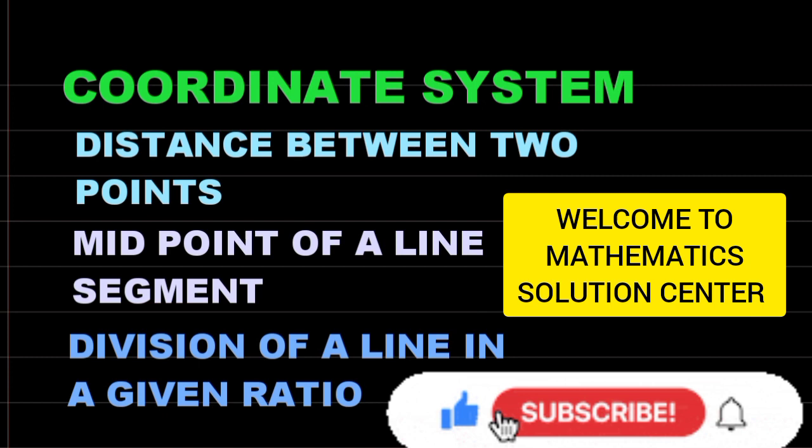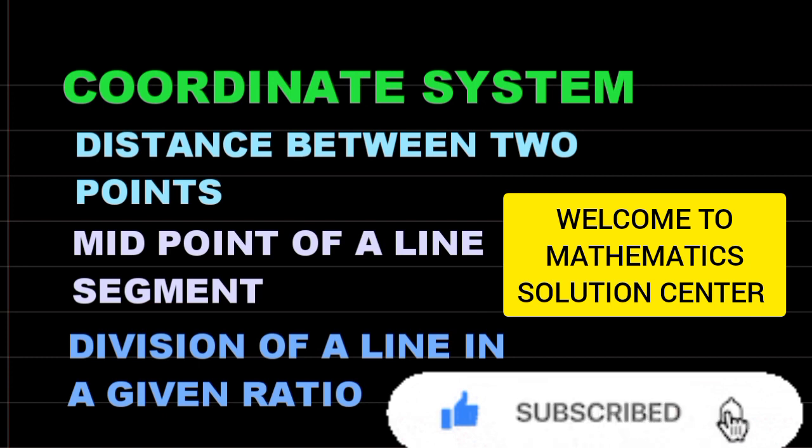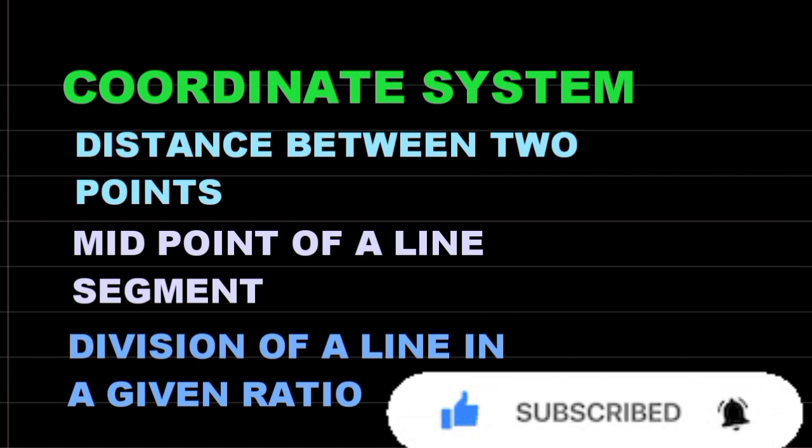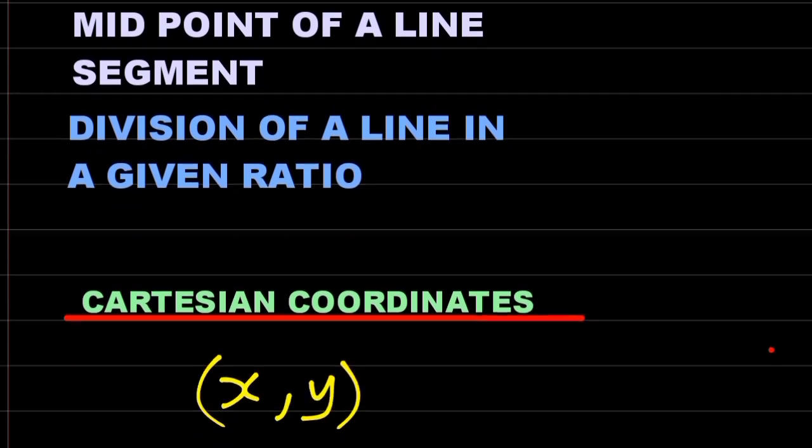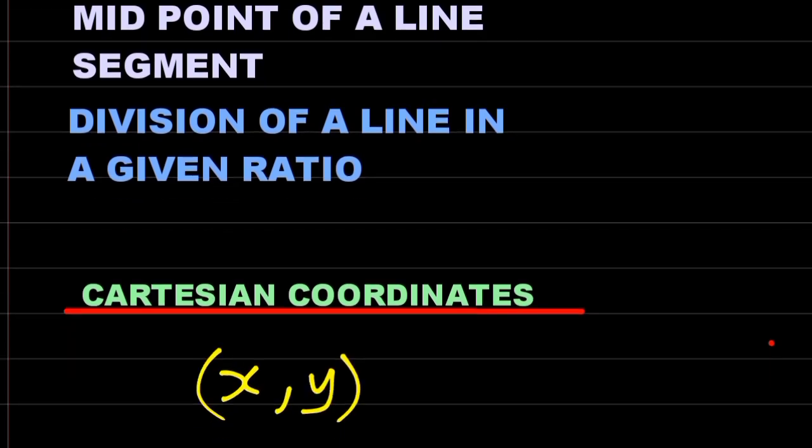Today we are going to be talking about coordinate system, distance between 2 points, midpoint of a line segment, division of a line in a given ratio. So the first one is the coordinate system. To locate a particular object or a point or a place, we need the coordinate of that point or place. So to completely define a point, we need the coordinate of the point.